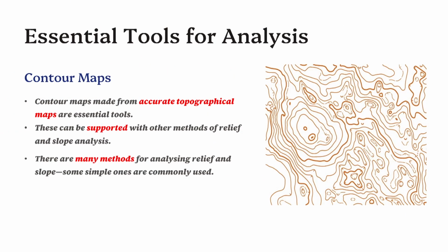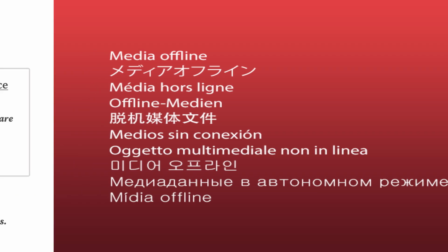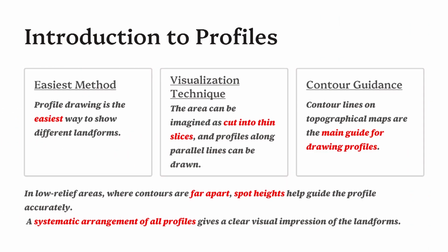Essential tool for analysis: contour map. So, contour accurately represents our topography. See, contour maps made from accurate topographical maps are an essential tool. This can be supported with other methods of relief and slope analysis. So, other methods are also there, but the contour line is a realistic representation of our 3-dimensional earth into 2-dimensional topographic maps. So, introduction to the profile.